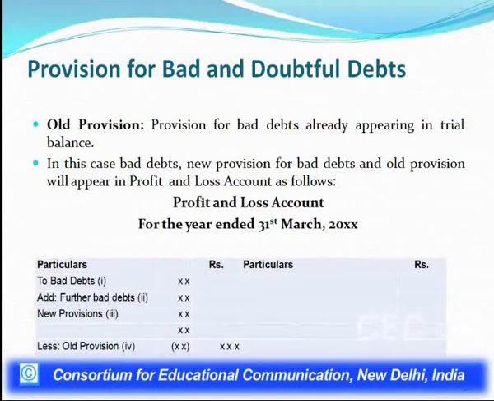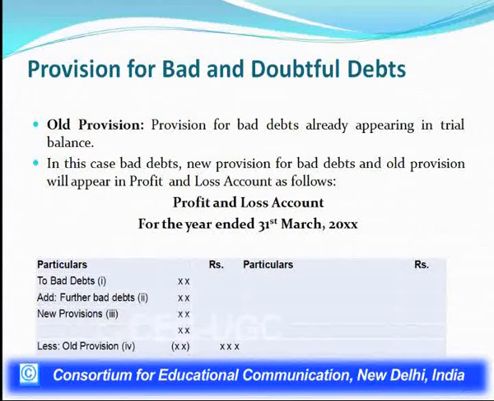Sometimes you may notice that the provision for bad debts is already given in the trial balance. In common accounting language, we call it the old provision. Old provision means the provision which we have already made, existing in our books. So in this case, when the bad debts provision is already given, we need to know how to treat it in final accounts.